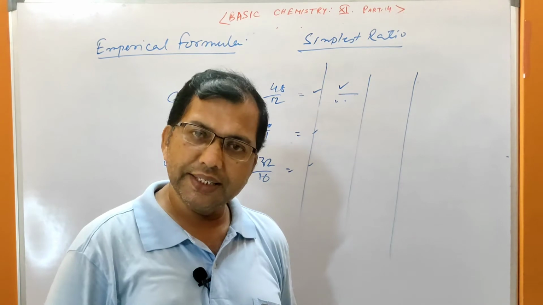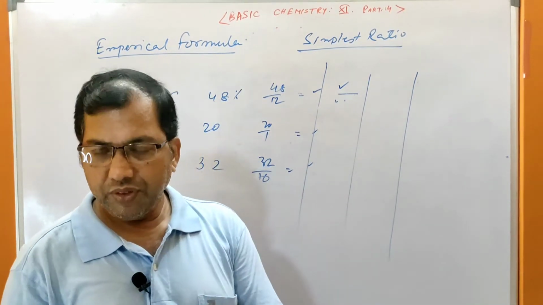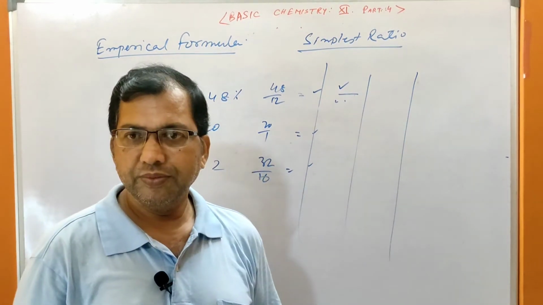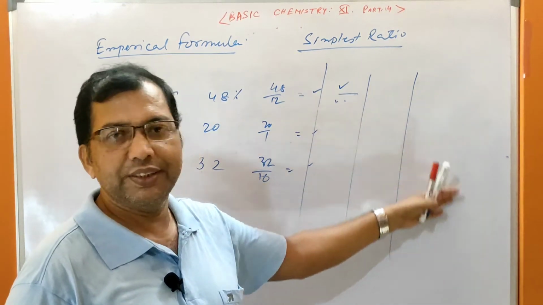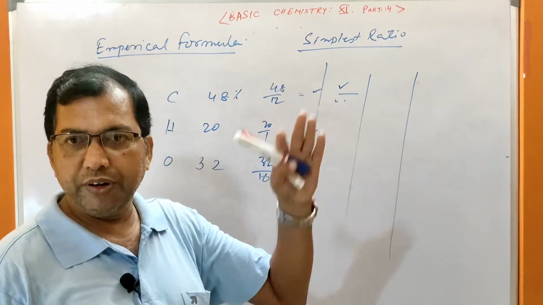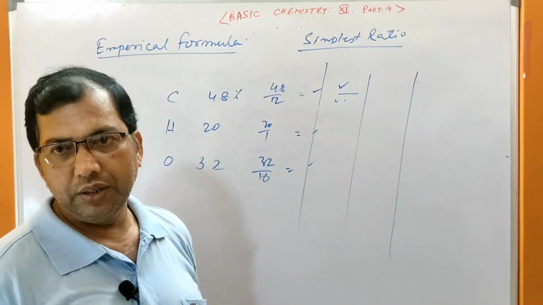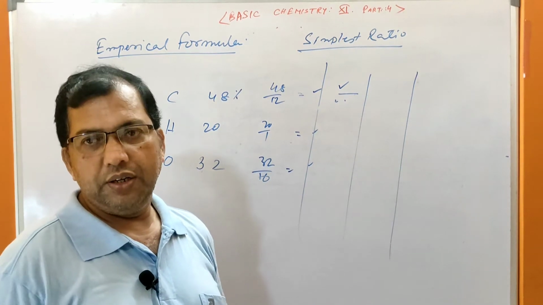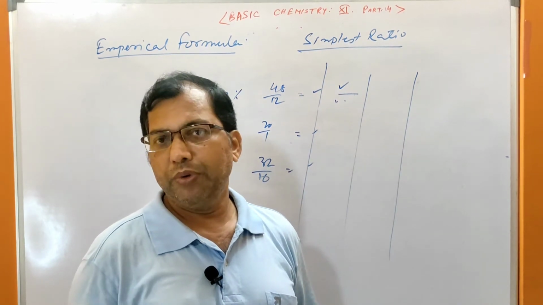इसका भी algorithm है, कैसे लिखना है? Determine the empirical formula, then find out the empirical formula mass by adding their atomic masses. Determine the molecular mass by the proper method we know, and find the value of n, that is, n equals molecular mass divided by empirical formula mass.